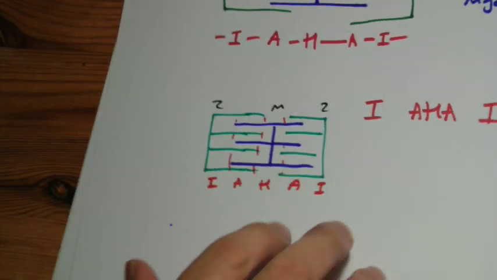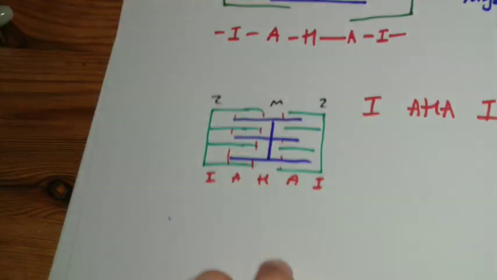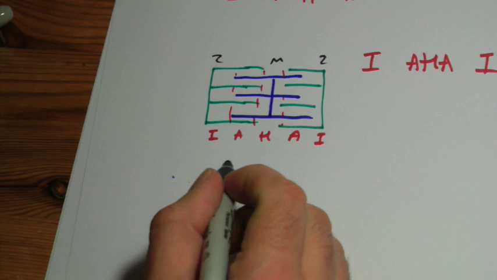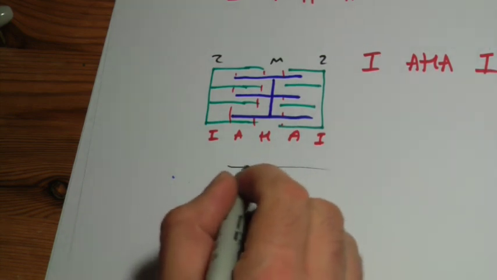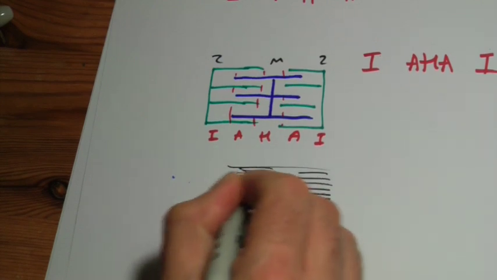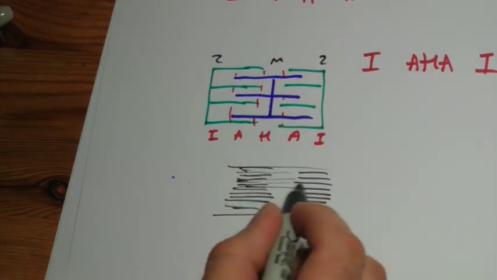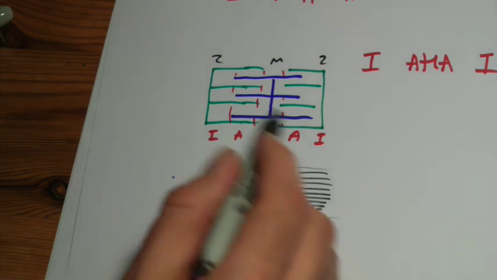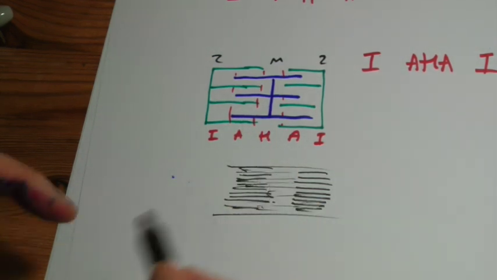Now it only appears to be that because they're sliding past each other and they're crossing over. If you looked at this under a micrograph, it would look like darker bands where the A zone is and lighter bands where the H zone is. That's kind of what it would look like.